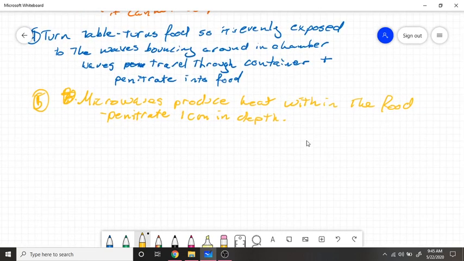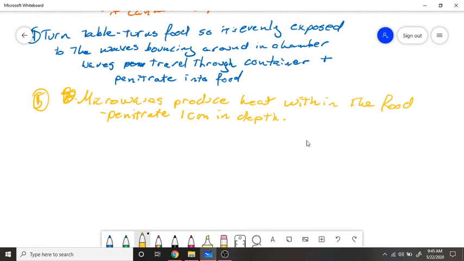So if the microwaves are only penetrating about 1 centimeter, how is the rest of the food cooked? The center of the food is cooked by conduction. We said conduction is the direct transfer of heat, moving from high heat to low heat.